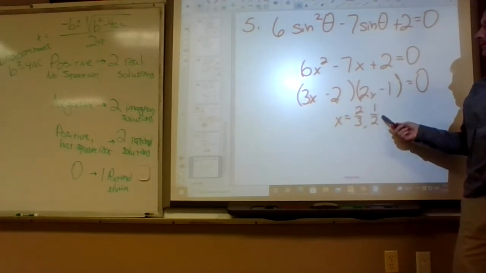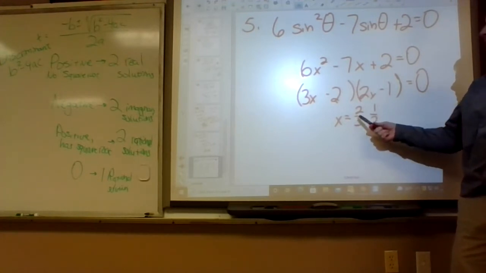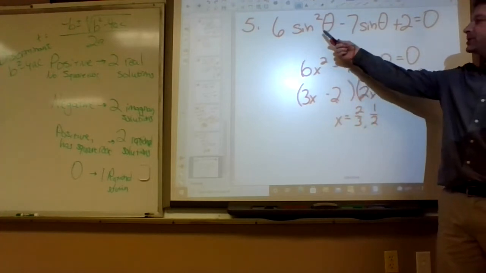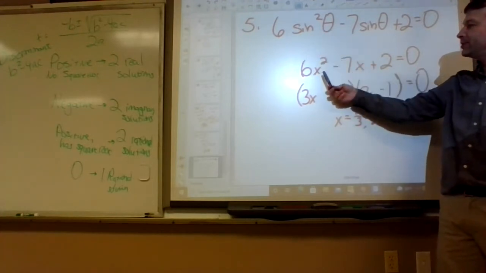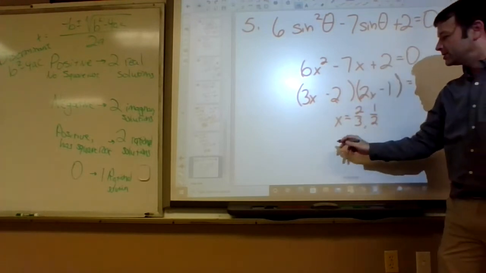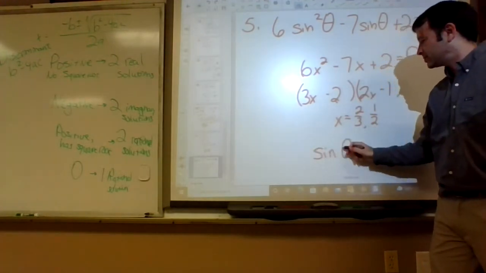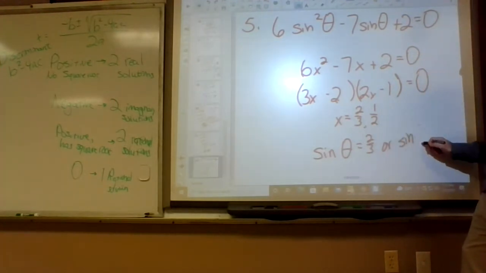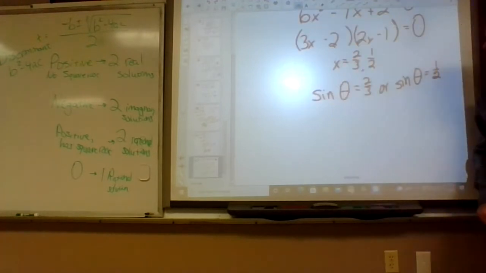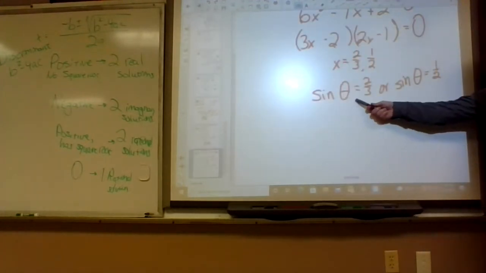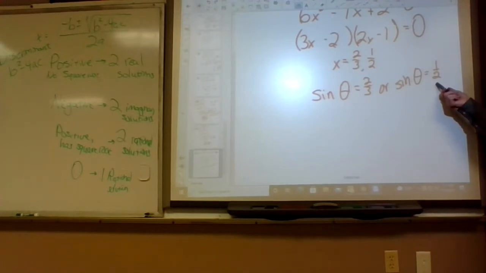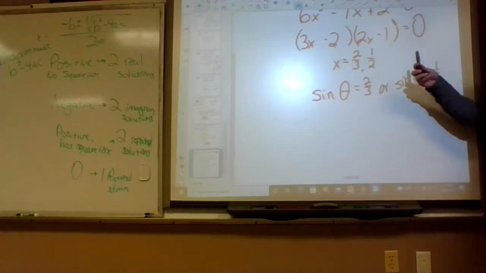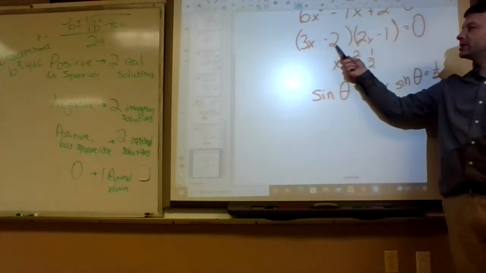Anyway, that's not really the answer though. That's what I replaced sine of theta with x. Did you guys notice that? So it's really sine of theta equals 2/3, or sine of theta equals 1/2. This has 2 answers, and this has 2 answers. They don't all have the same reference angle this time though. Why are they not negative? Because positive 2/3 is what would make this into a 0.